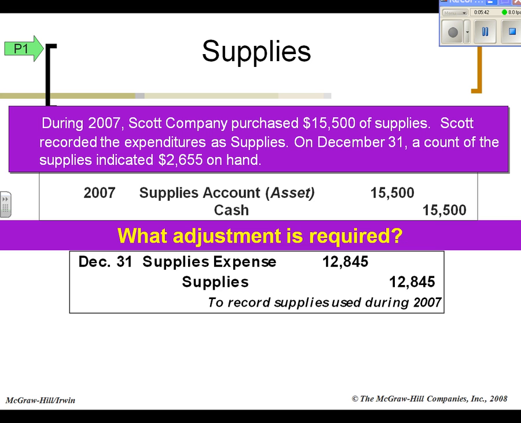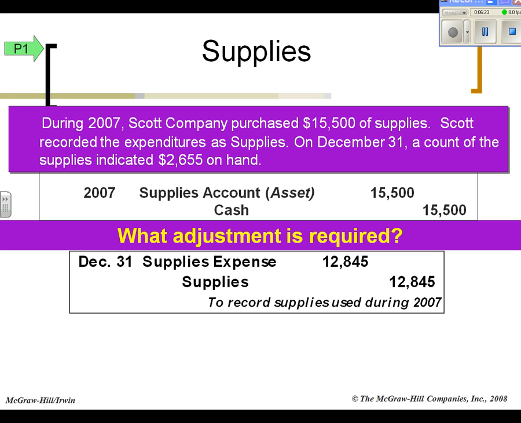And again, that's the difference between what I initially purchased and what I had on hand at the end of my calendar year or fiscal period before I prepare my financial statements. So the difference of 15,500 and 2,655 gives me the fact that I used $12,845 worth of supplies. Granted, customers may have snuck in there and taken some of your supplies, but regardless, you have a supply expense as of December 31st of that amount.